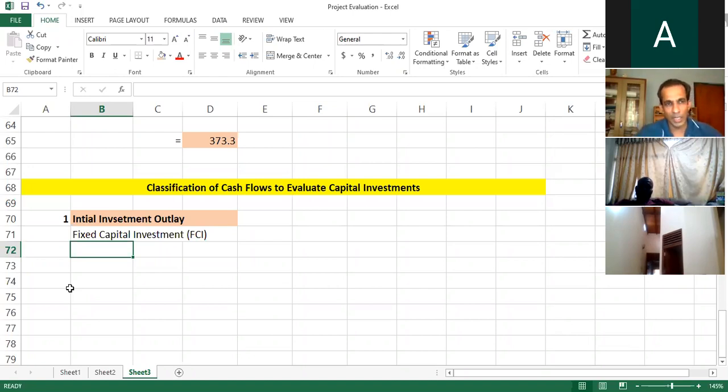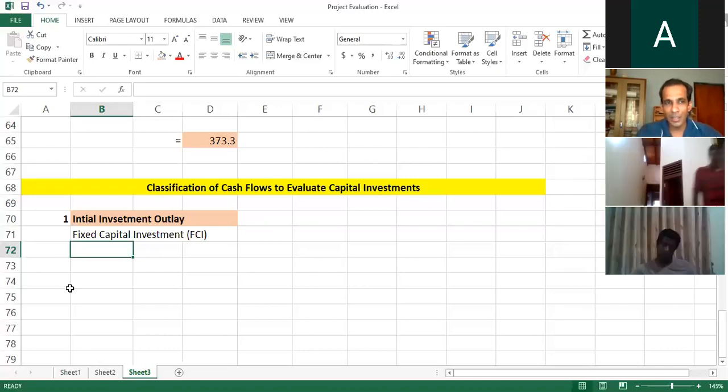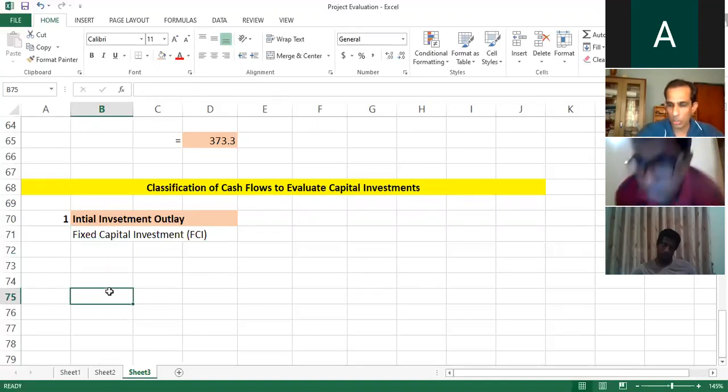At the beginning, what are the other cash flows the company has to incur? Normally, in addition to fixed capital, there are construction costs. Construction we also include under fixed capital, because when there is a factory, the construction cost is there. If it is machinery, we have to consider installation charges too.